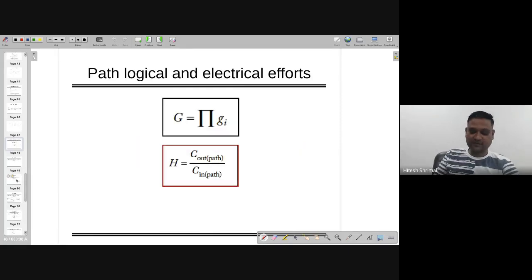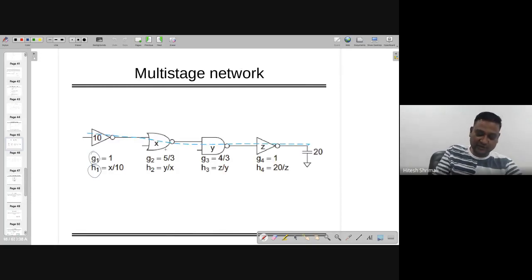Now a few more things. If you have so many gates with logical efforts and electrical efforts, all these logical efforts have to be multiplied. This symbol is for multiplication, you must be knowing this, and sigma is for addition. So in this case, all these will be multiplied. If I want to find the bigger G over here, that's going to be 1 multiplied by 5 by 3 multiplied by 4 by 3 multiplied by 1. So it's equal to 20 by 9. So the effective logical effort from point A to point B is equal to 20 by 9.